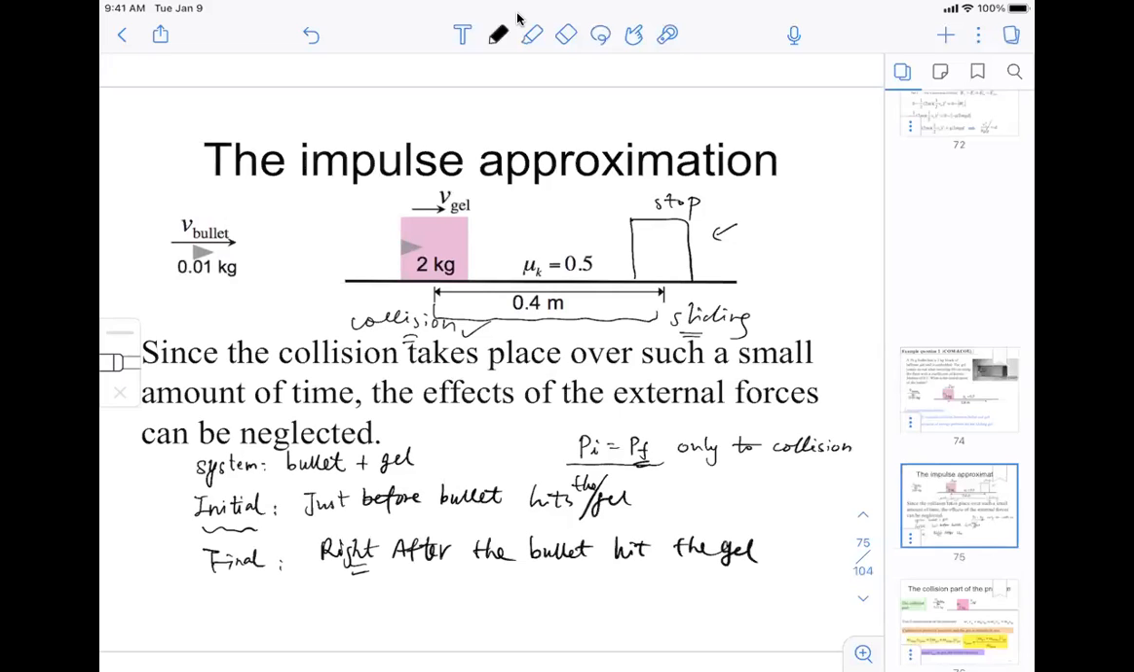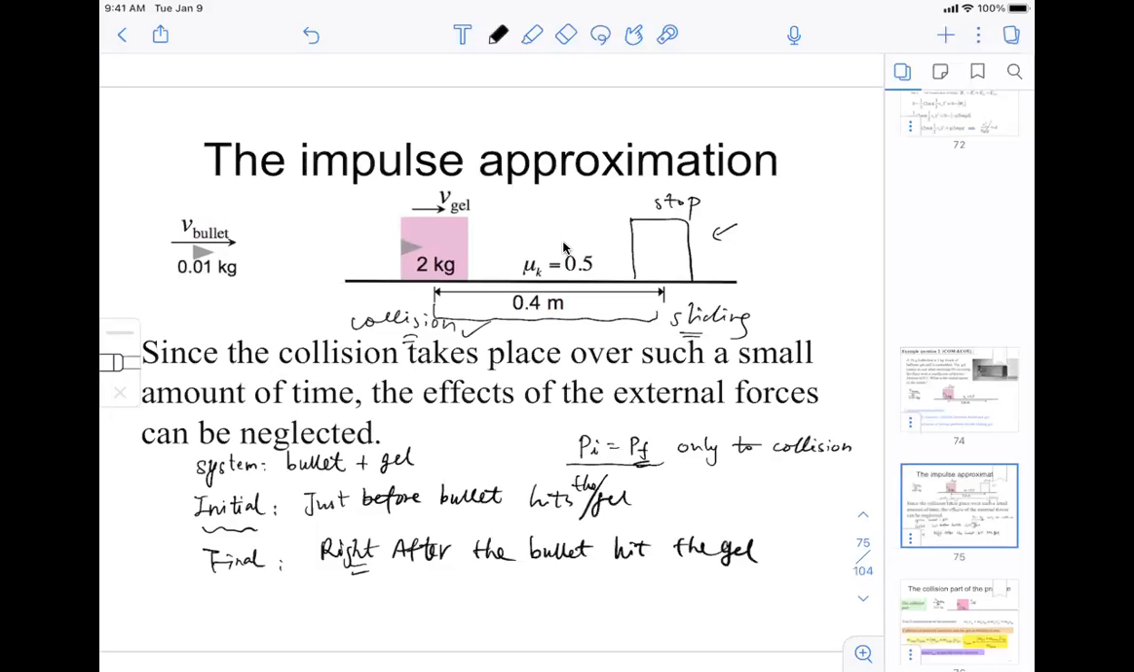Right before and right after. Sometimes you can say a long time before if the velocity doesn't change, so it doesn't matter. But sometimes the velocity may even change. So you need the moment right before it hits the gel to be your initial moment.